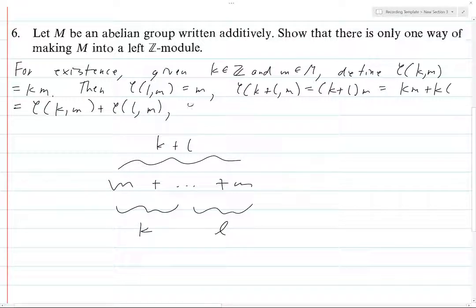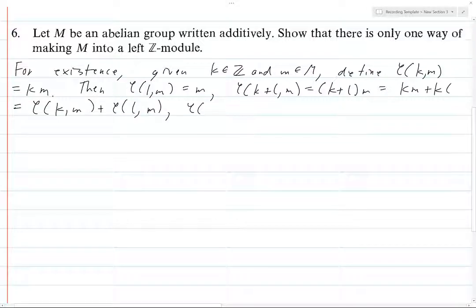What else do we have? Phi, here, I'm going to get rid of this. Don't need that. Phi of k and then m plus n equals k times m plus n. And so this is where we're going to use that M is abelian, because this is just m plus n plus m plus n plus so on and so on.